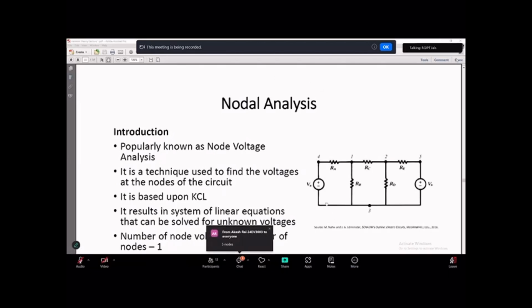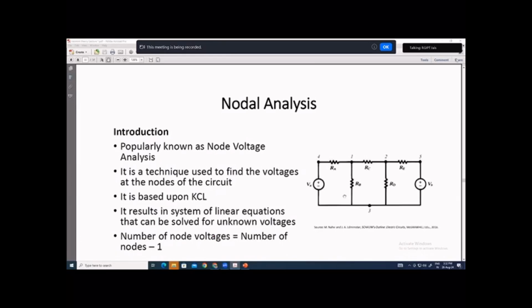But this is not okay, this is not a node, and you have to correct that. This is not a node because here, at this voltage source, there is no element. The definition of a node is a junction point between two or more elements. But in this particular case there is no element here.